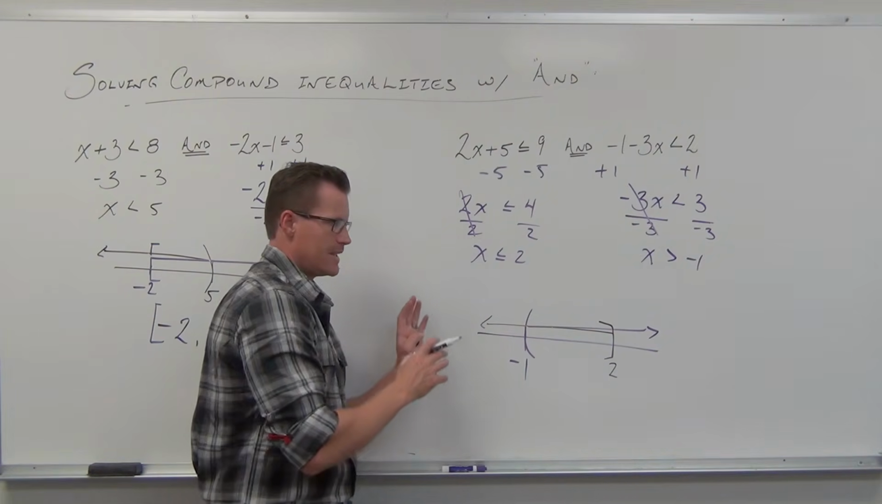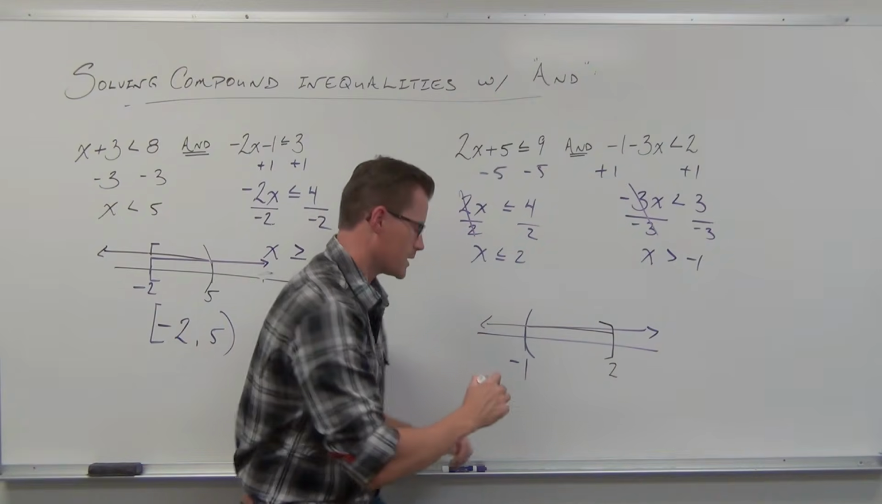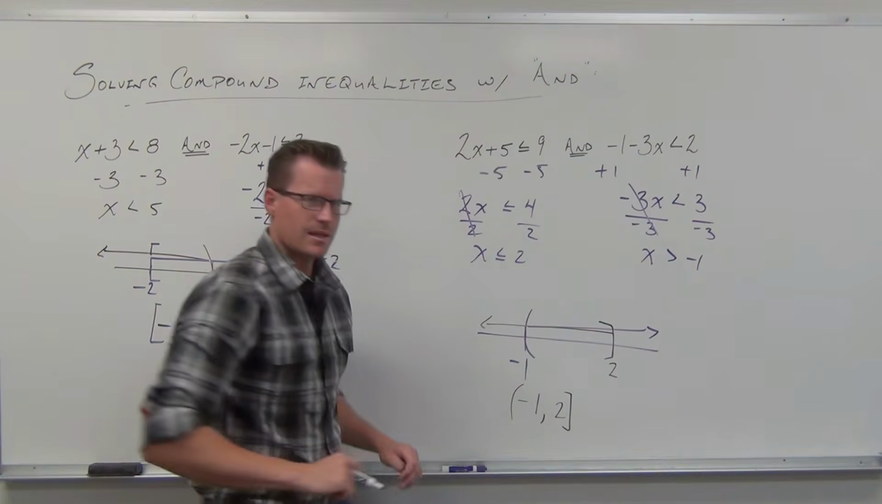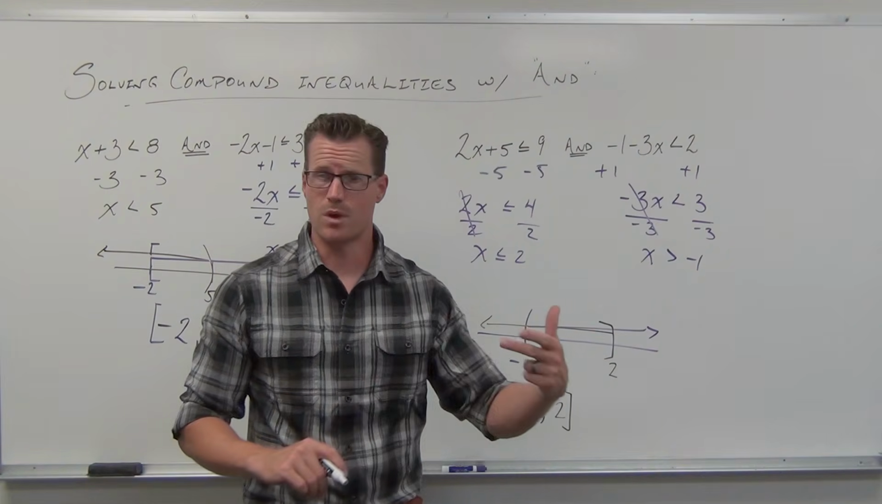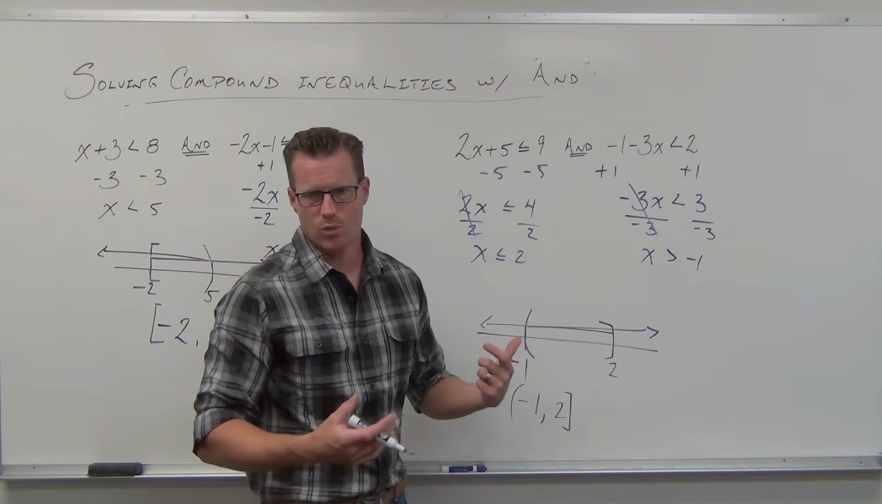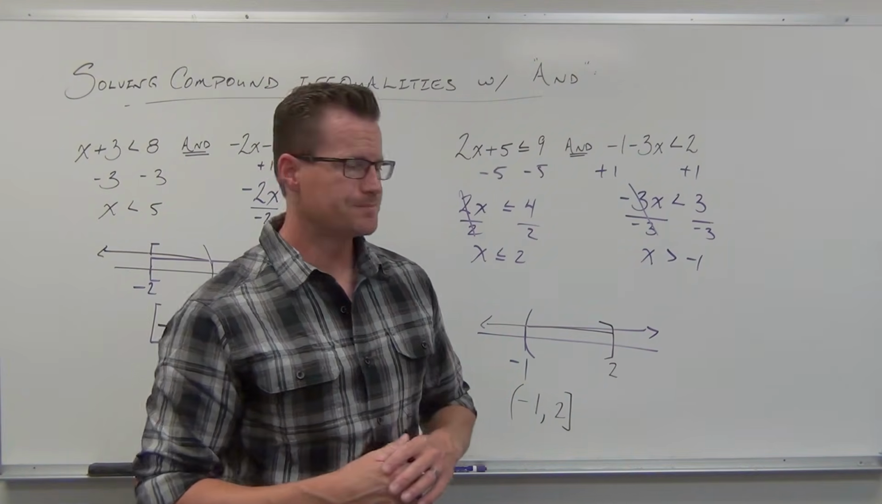This interval that's double shaded, that has solutions to both inequalities, the numbers that work for both inequalities, is from -1 to 2. Do you remember that intervals have to be from left to right? We can't write 2 to -1. We've got to write -1 to 2. It's got to be in order. Number lines are always in order. Therefore, intervals are also in order.